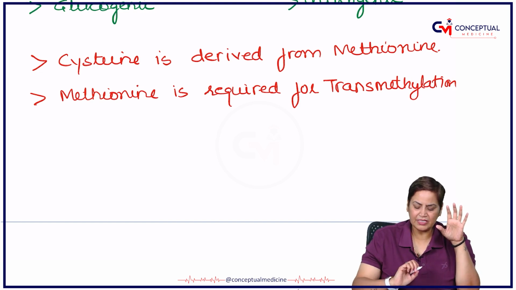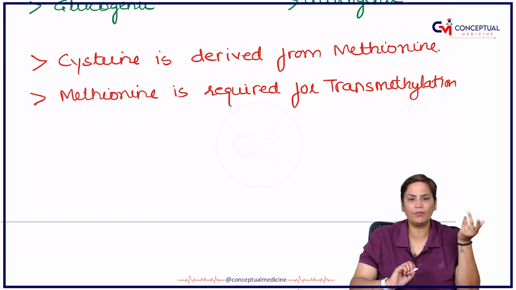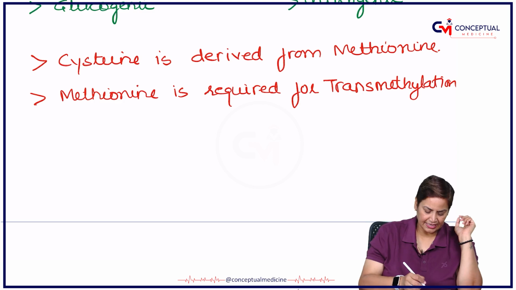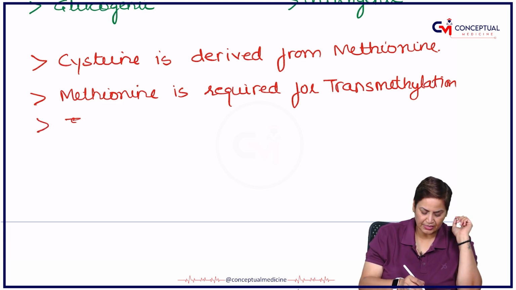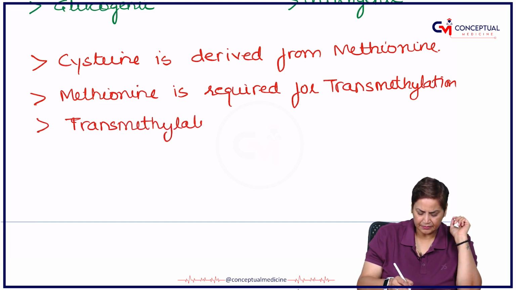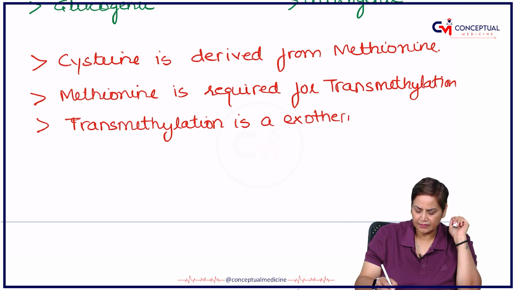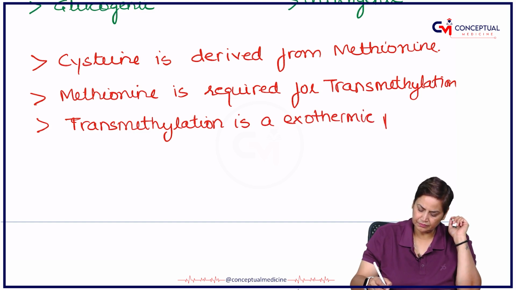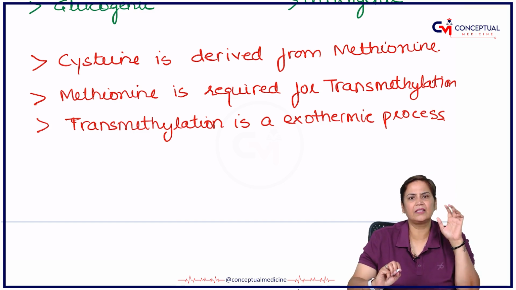Very important, and always remember, whenever a transfer of methyl group takes place, it is an exothermic process. So transmethylation is an exothermic process. So these are the three main important points about cysteine and methionine.